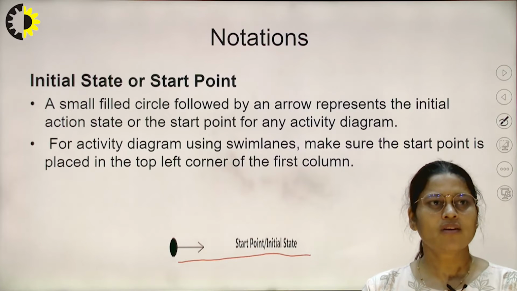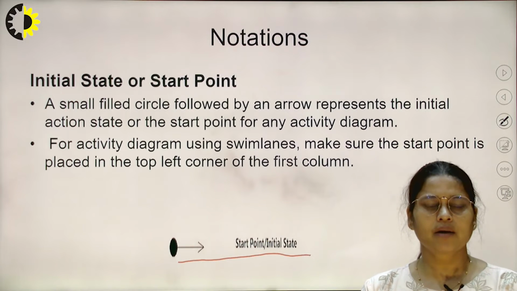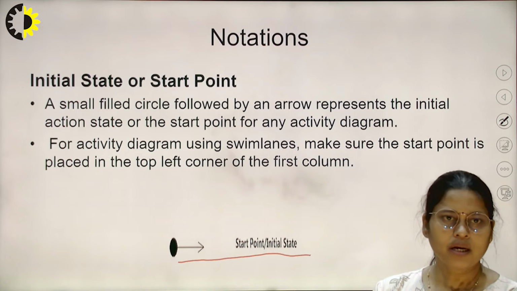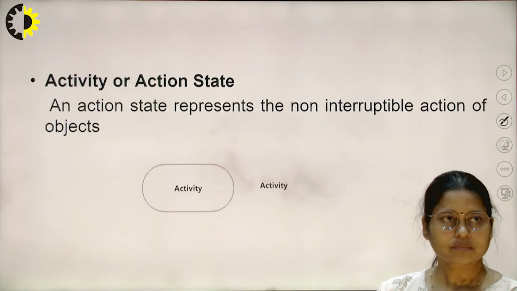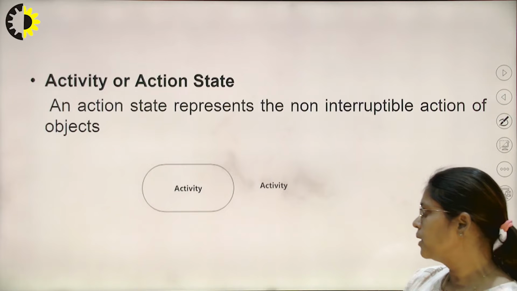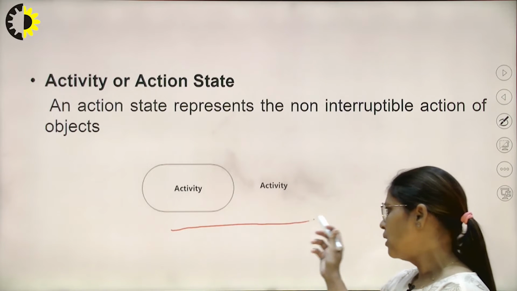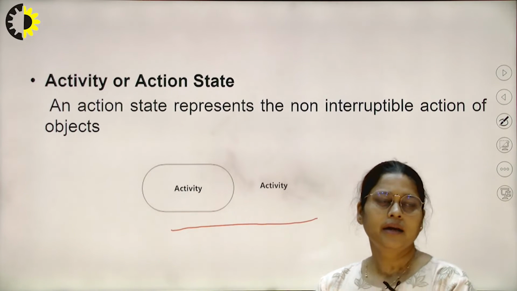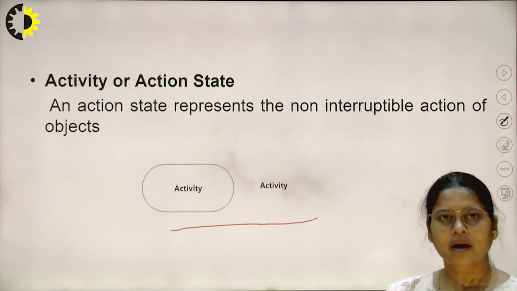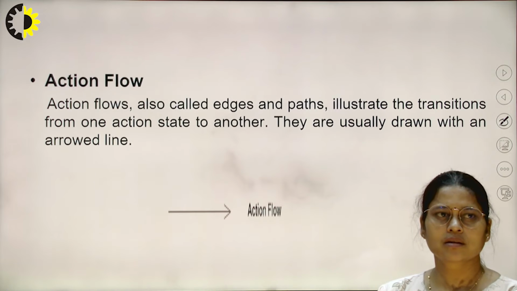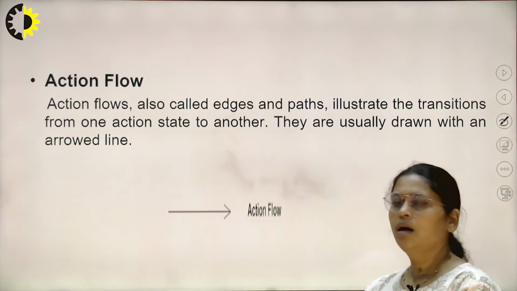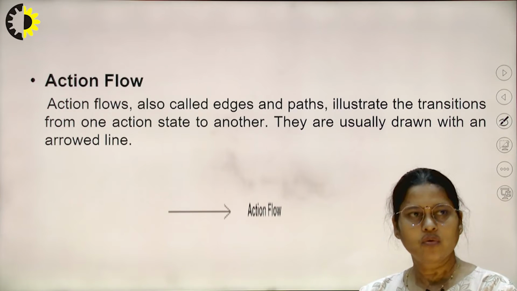So it is a small fixed circle followed by an arrow that represents the initial state, actions, or the start point of the diagram. Then we have to use an activity. We represent the activity with this oval shape, and it represents an action state, the non-interruptible actions of objects.